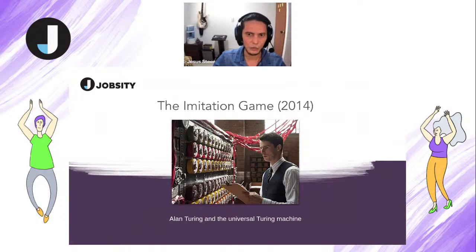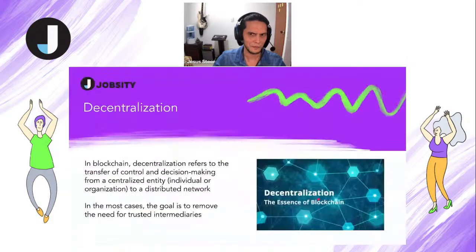This is a really good movie, not just because you can learn about cryptography and its use at this time, but also because you can get into the shoes of Alan Turing, who is a genius. So I highly recommend you watch this movie.